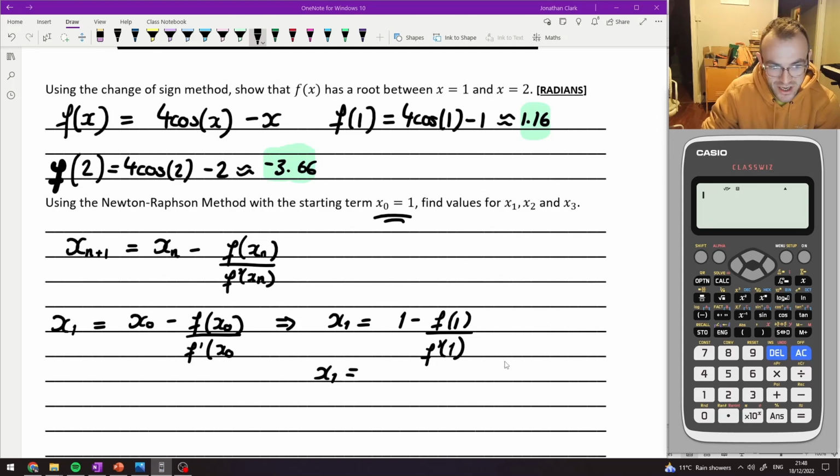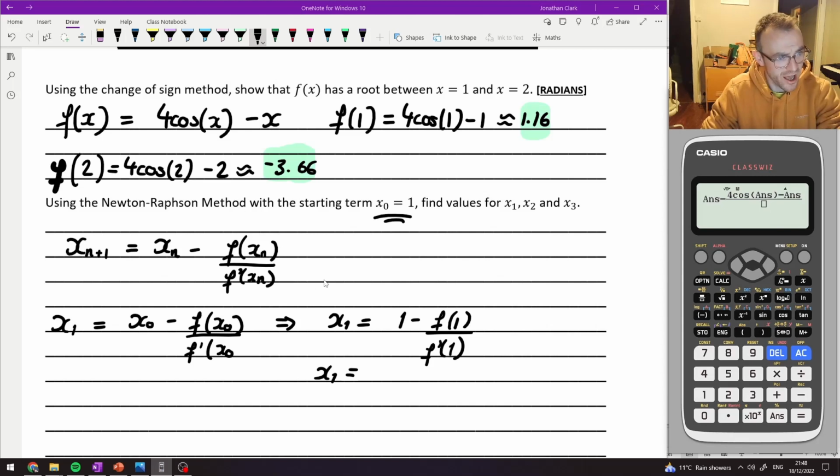So I'm going to type in answer, take away, and then there's going to be the fraction. The original function is here, so it's going to be 4 cos, and I want to plug in 1. I'm going to do that by just pressing answer. Take away x, so that's going to be another take away answer on top.